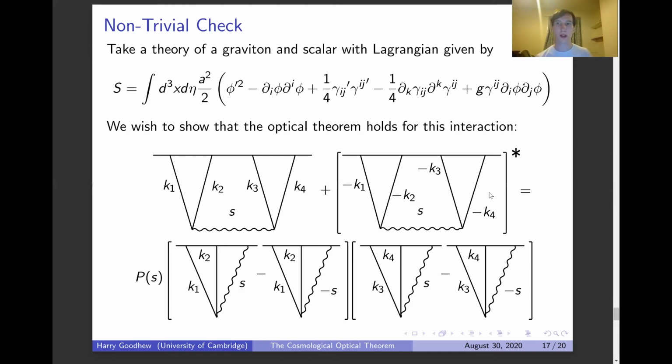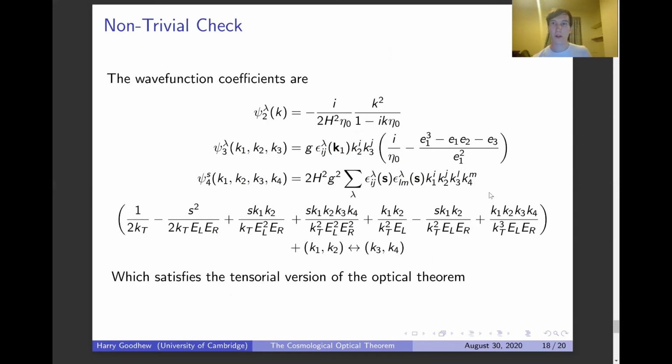The fact that we can apply it to both scalars and spin-2 fields suggests that it should be possible to find some kind of optical theorem for arbitrary spin. So the result that we expect to hold is shown here. Just for some variety, we show the bulk perspective of the optical theorem, whereas previously we had a boundary perspective. The wave function coefficients are shown here, and do in fact satisfy the tensorial version of the optical theorem, which differs from the scalar version in that we introduce an additional sum over polarizations, the plus and cross polarizations, which are denoted here by lambda on the right hand side of the expression.